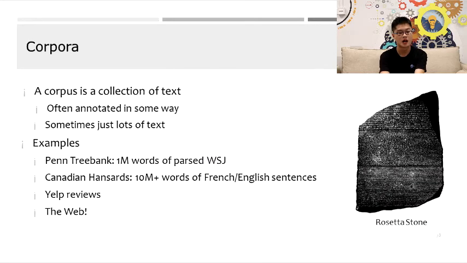Corpora. A corpus is a collection of text. It's often annotated in some way, and sometimes it's just simply a lot of text. For example, the Penn Treebank is a dataset of 1 million words of past Wall Street Journal text. Such corpora are the datasets for NLP models to train and validate.